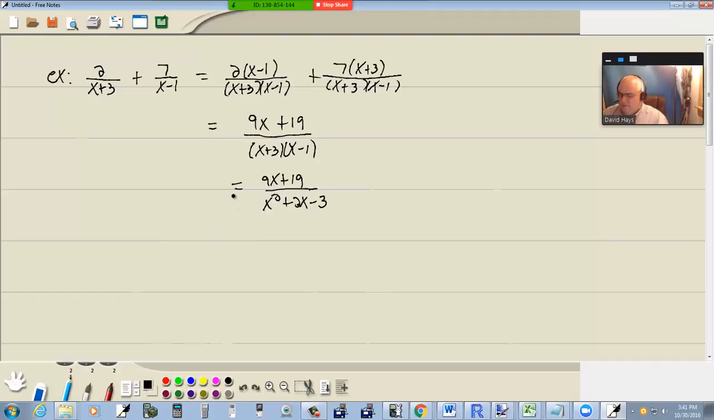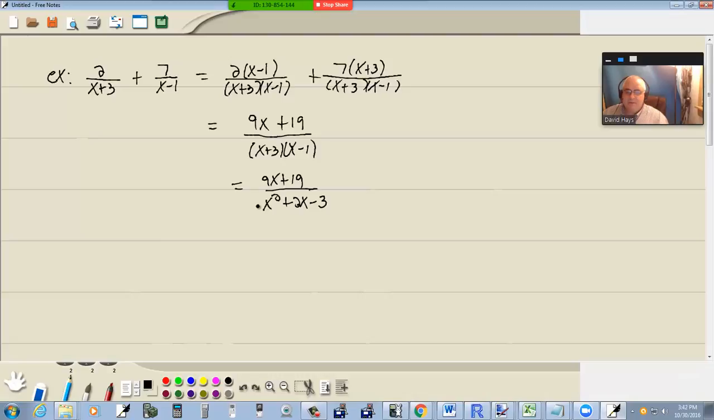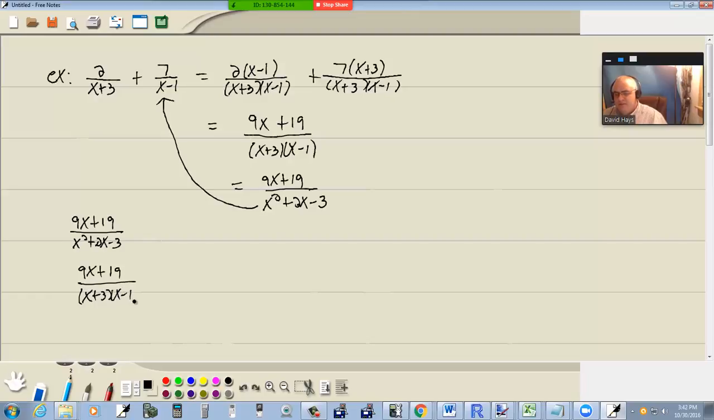Well, partial fraction decomposition means you're going backwards. You're starting here and you want to end up with your 2 fractions here. Okay, well, we have 9x plus 19 over x squared plus 2x minus 3. And we want to factor that. So that gives us 9x plus 19 over x plus 3, x minus 1. And that just comes from this.